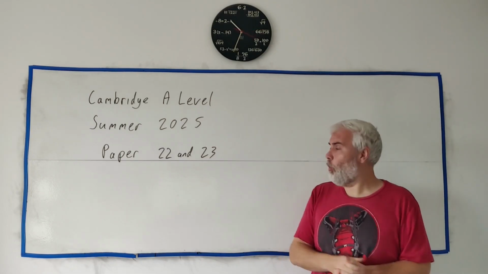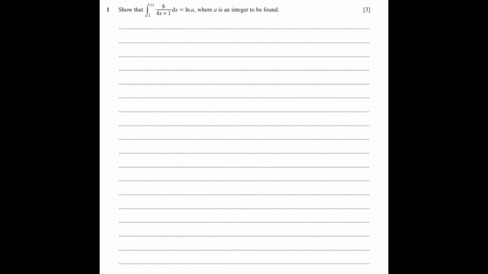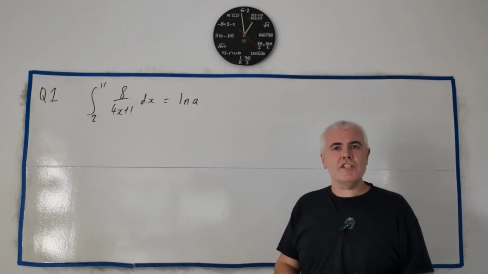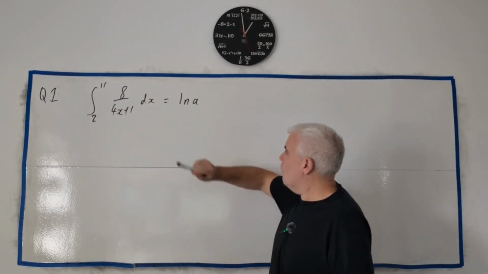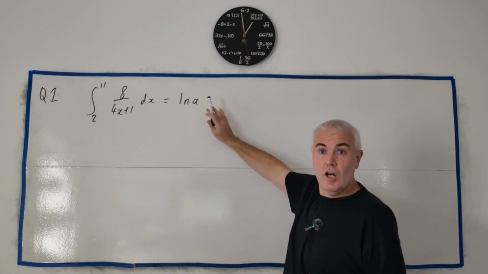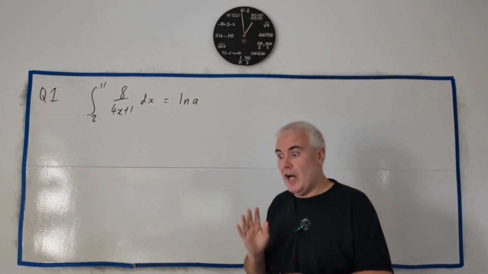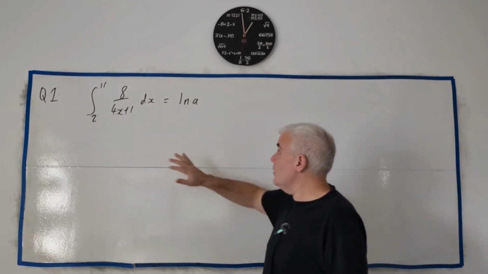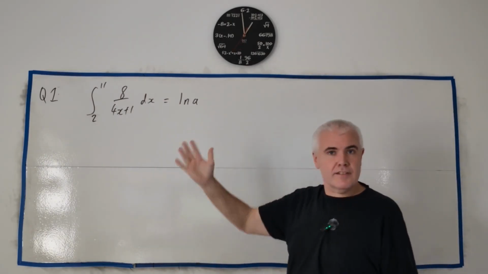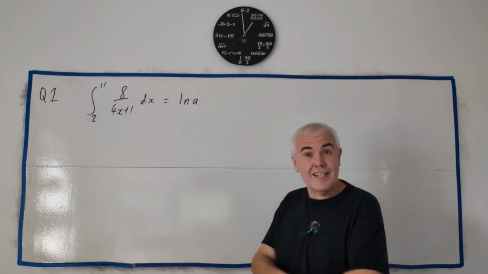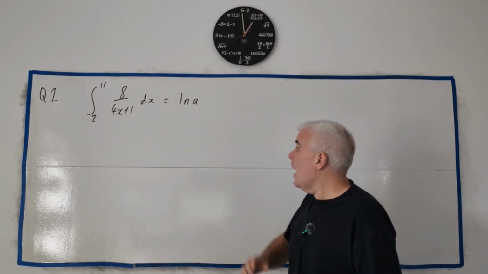Okay, let's jump into question 1. In question 1, we're given an equation with an integral in it. We're told this integral is equal to the natural log of a, and basically we're asked to find a. So what you want to do is do this integral, get a number for that and have that equal this, hopefully solve for a. So let's jump into doing that.